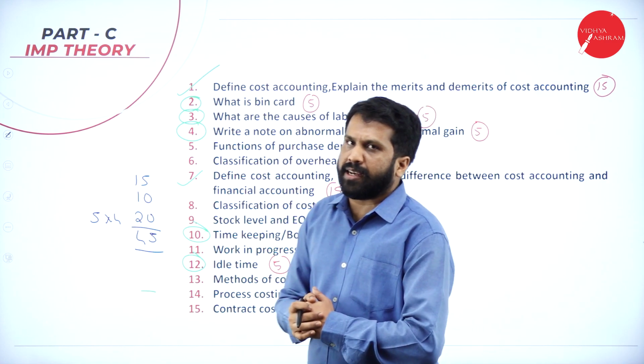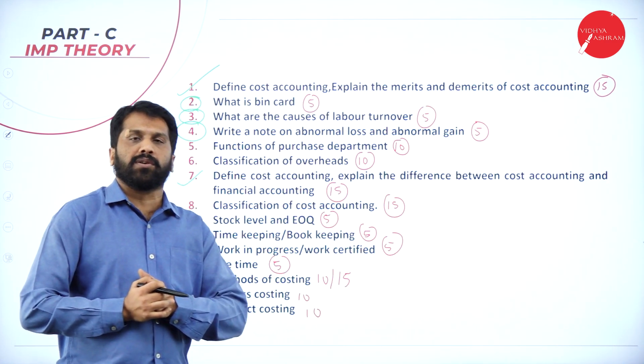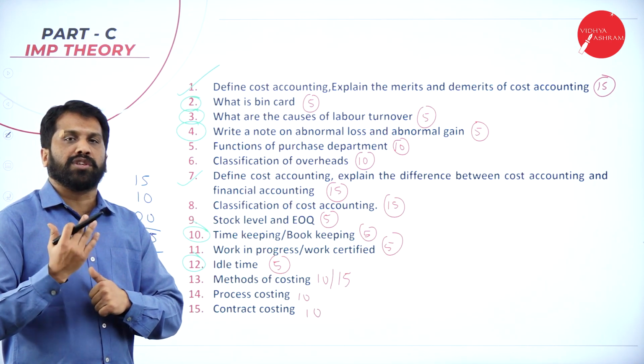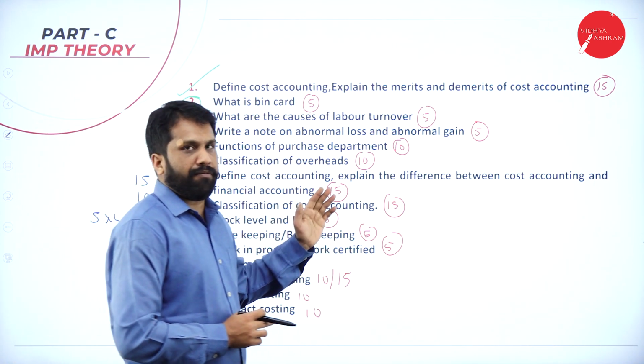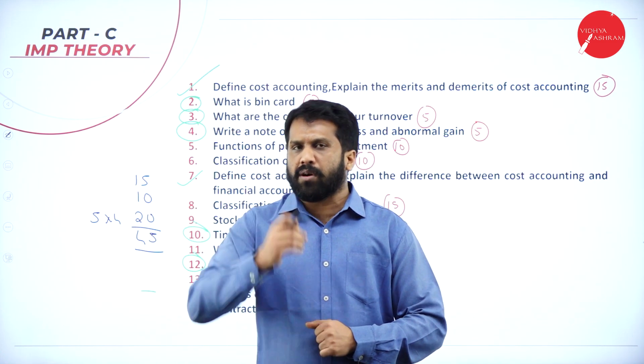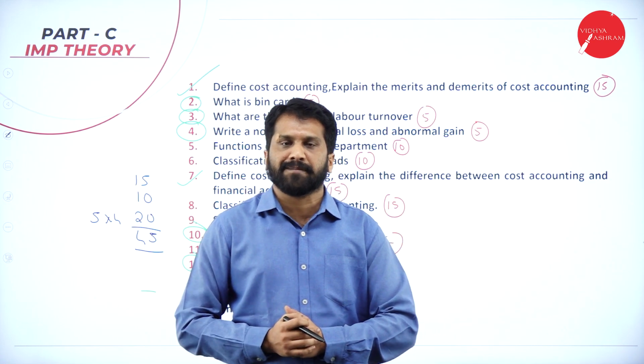All the theories are there in your notes. It is attached with your Google Classroom. For non-Vidhyaashramites, please check your question bank. Cost accounting question bank, if you take, it just costs you 30 to 40 rupees. In that, you will get all the theories for this question.